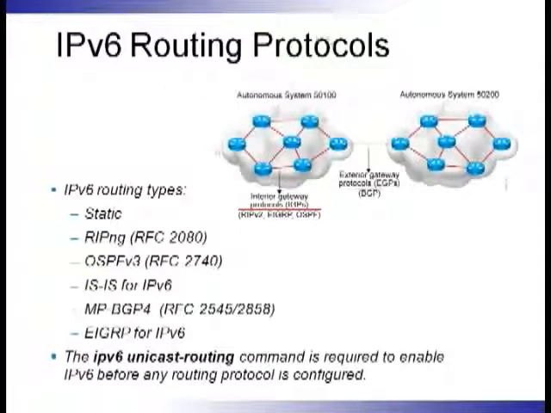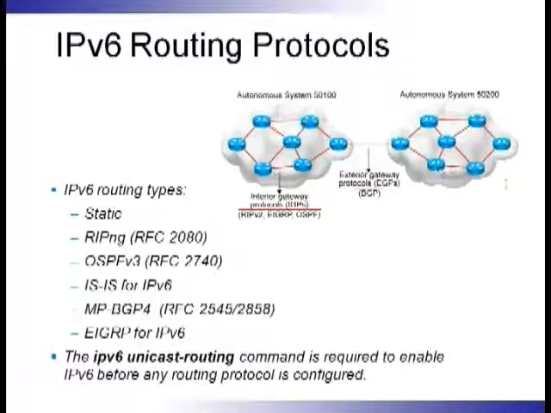IPv6 routing protocols, we could use all sorts of routing protocols, pretty much everything we used before. Static, RIP, OSPF, even EIGRP, IS-IS, and BGP. We don't necessarily need to be worried about most of these routing protocols. We'll just talk about RIPng, and this stands for Next Generation.